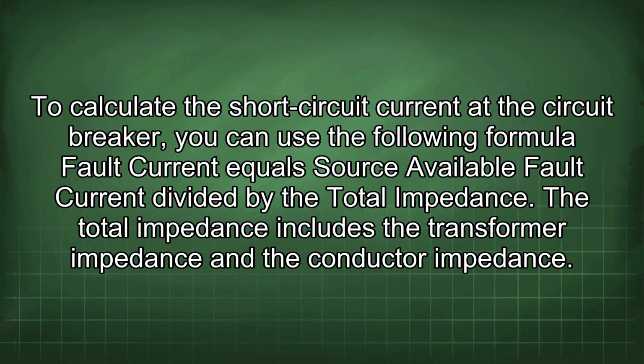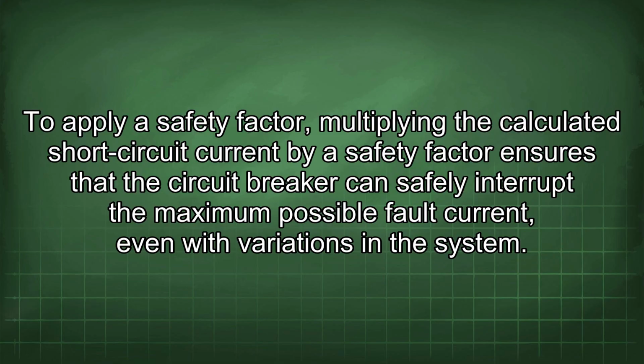To calculate the short circuit current at the circuit breaker, you can use the following formula: fault current equals source available fault current divided by the total impedance. The total impedance includes the transformer impedance and the conductor impedance. To apply a safety factor, multiplying the calculated short circuit current by a safety factor ensures that the circuit breaker can safely interrupt the maximum possible fault current, even with variations in the system.